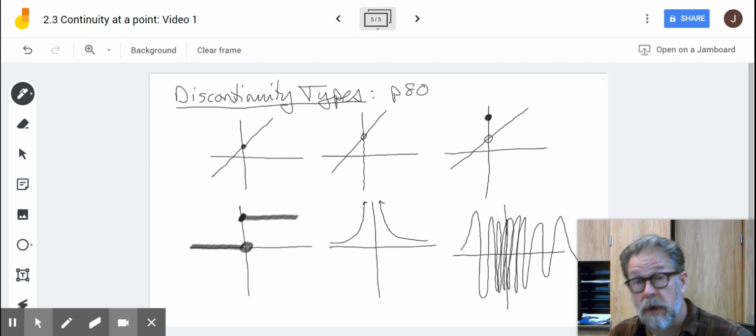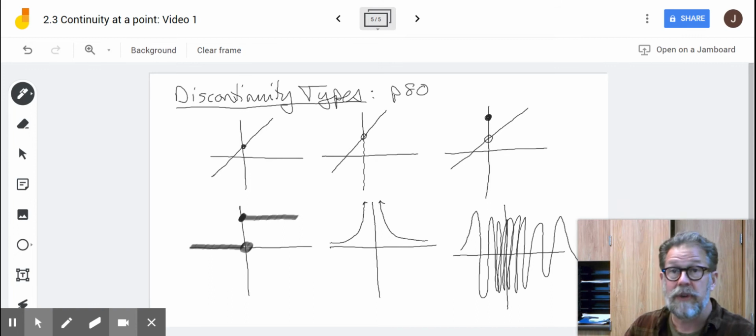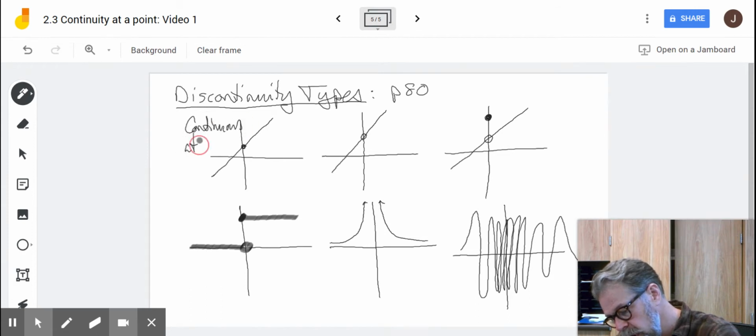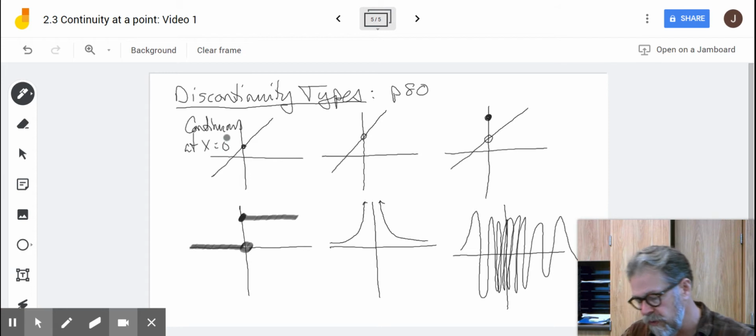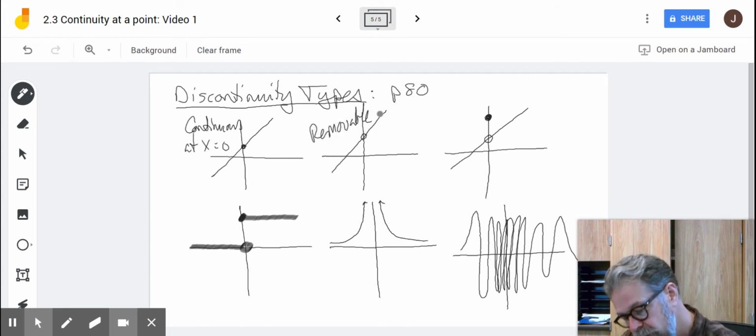All right, guys, let's talk about discontinuities very briefly. There are several different types of discontinuities. First of all, right here, we have a function that is continuous at x equals 0, and we're going to use this as sort of a model for the next couple. This is called a removable discontinuity right here. We have removed a point. And in fact, both of these are called removable discontinuities.